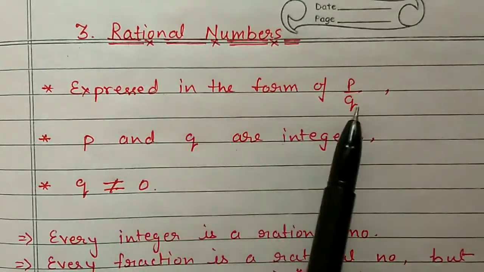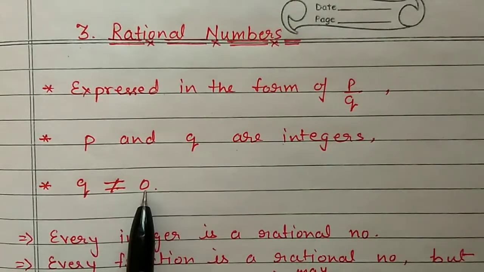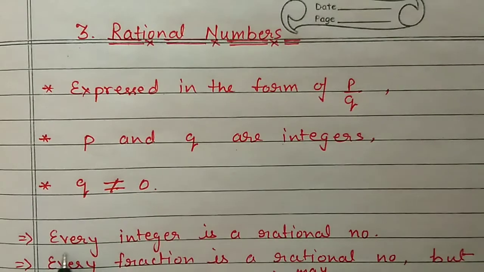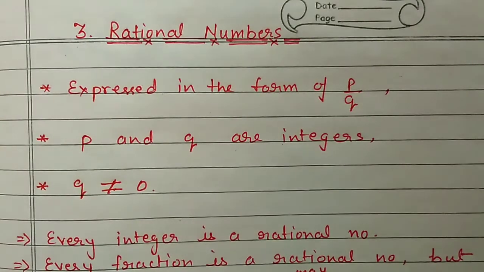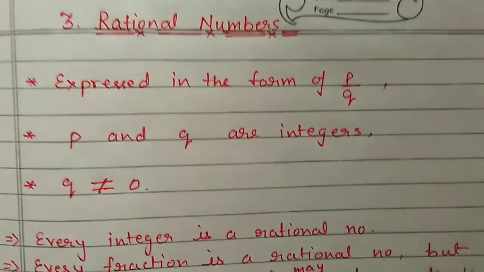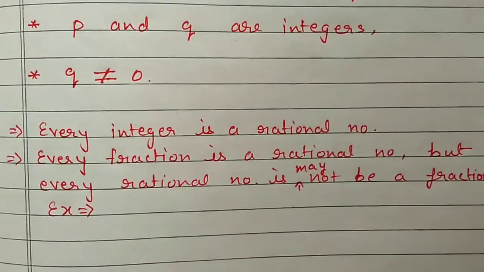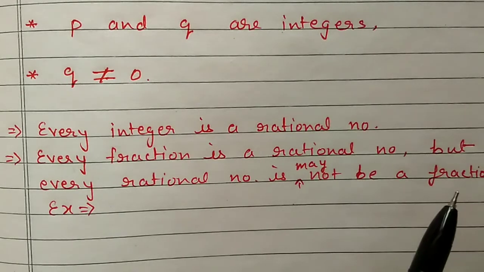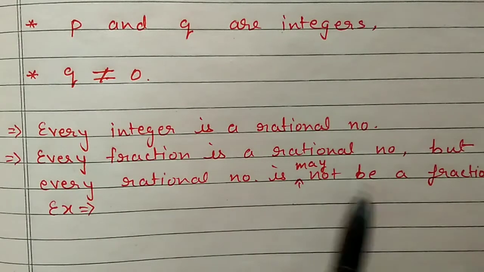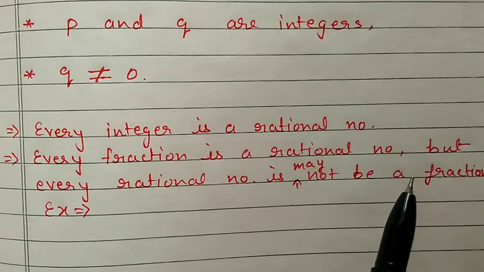So if we follow these two conditions, p and q are integers and q should not be 0, in that case all the integers will come under rational numbers, and all the fractions also will come under rational numbers, because fractions also we can represent in the form of p by q. But every rational number is not a fraction, it is not compulsory. In a few examples, a rational number may be a fraction, but not every time.